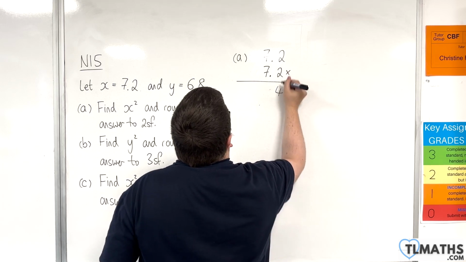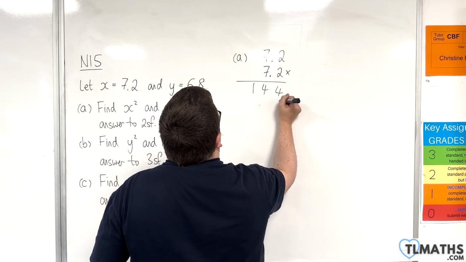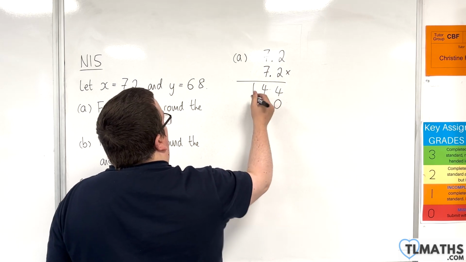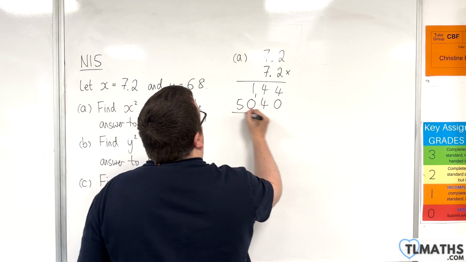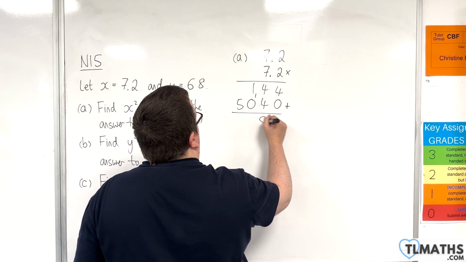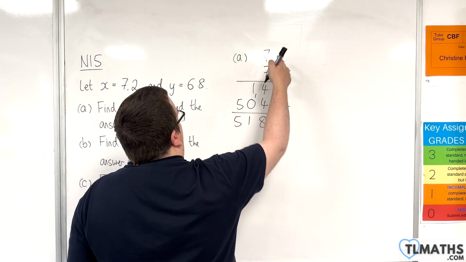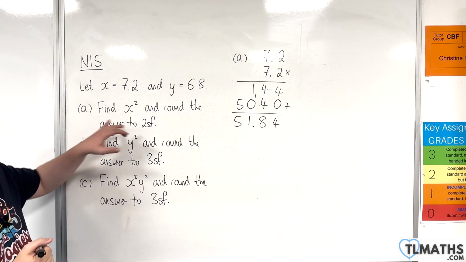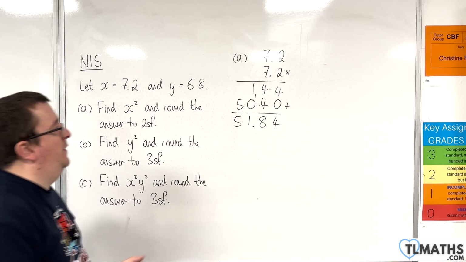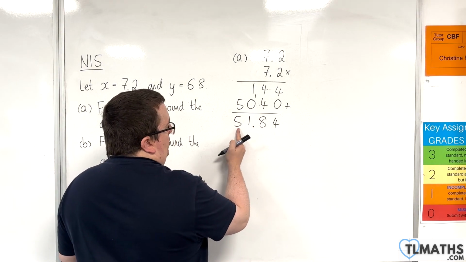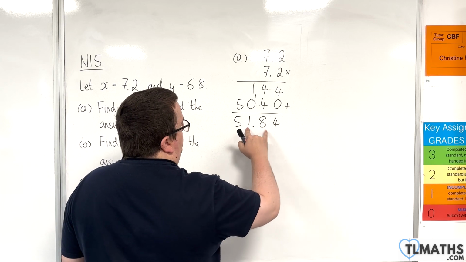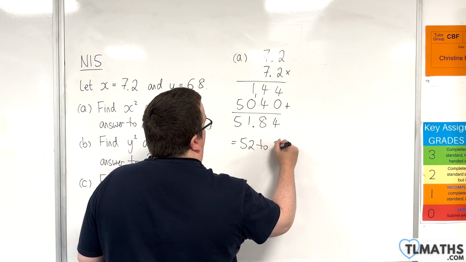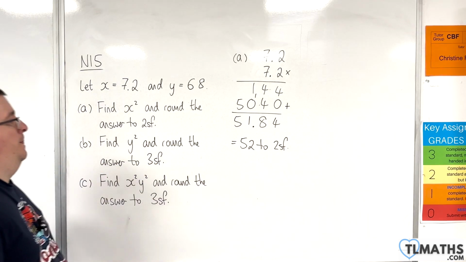So 2 times 2 is 4, 2 7s are 14. Bring in a 0, 2 times 7 is 14, 7 7s are 49, plus the 1 is 50. Add those two numbers together, and we've got two numbers to the right of the decimal point, so 51.84. And we need to round the answer to two significant figures. So this is the first significant figure, this is the second. The number to the right is 8, so we round it up. So this is 52 to two significant figures.